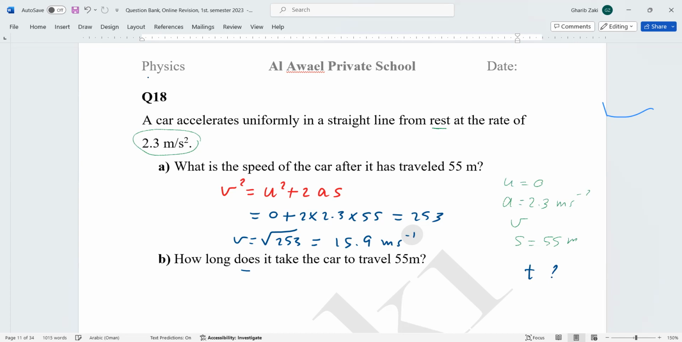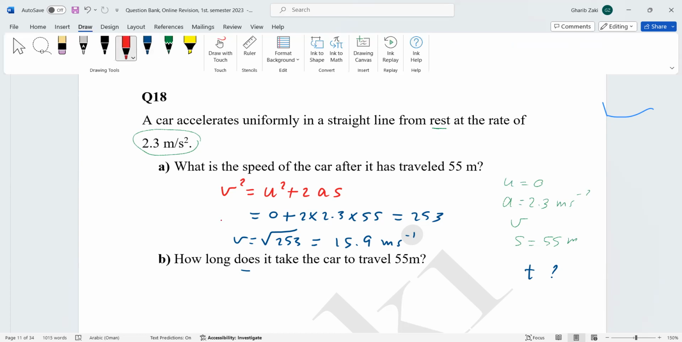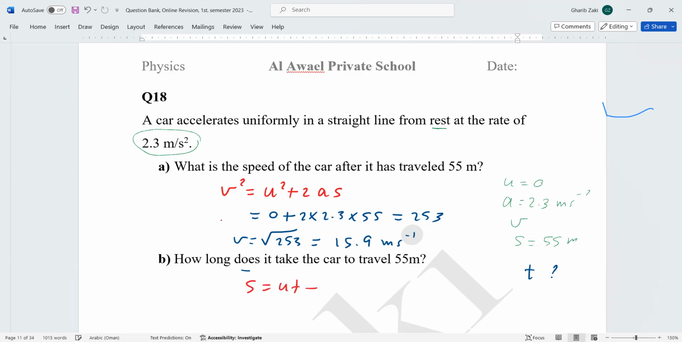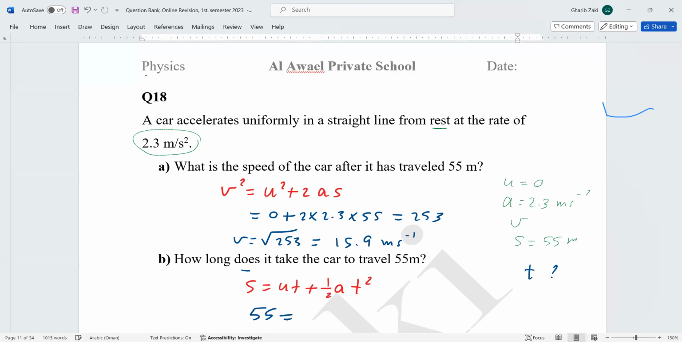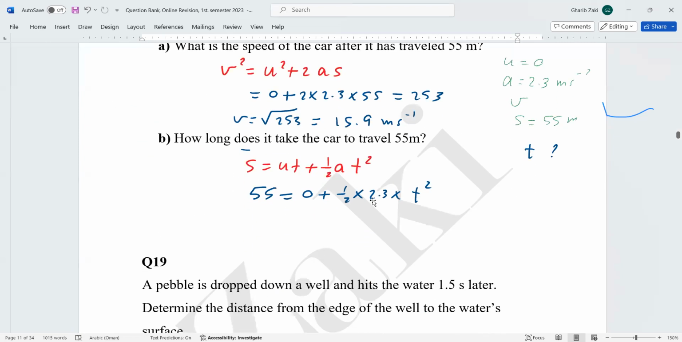How long does the car travel? So we need the time. So which formula do we use for the time? It depends on the given orders. So S equals UT plus half AT squared. So S is 55. Initial velocity is 0. Half multiply the acceleration 2.3 multiply T squared. From this, we can get T squared. So T squared equals 47.8. Take the square root. So T equals the square root of 47.8. The answer is approximately 6.9 seconds.